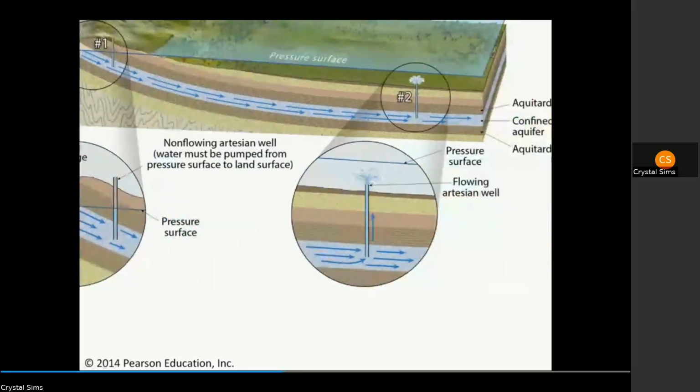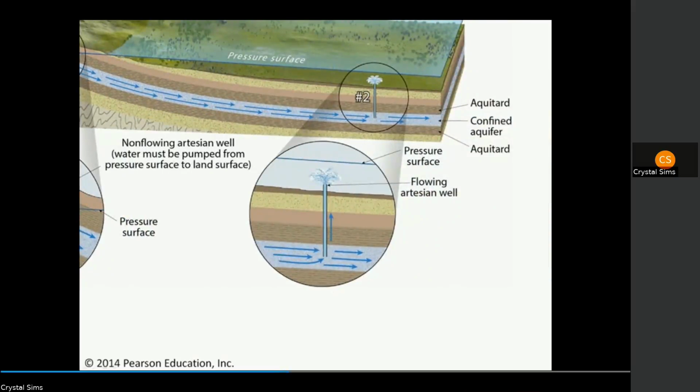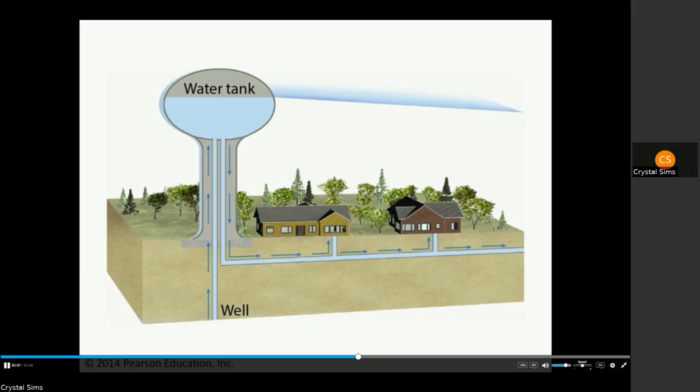Contrast that with this situation. This is more like the example that we looked at to start with. Further away from the recharge area and at a lower elevation, the pressure surface is actually above the surface of the Earth. As a result, the water in the confined aquifer wants to flow up through that well to reach that pressure surface, but basically it's hitting empty air there, so it ends up flowing out over the landscape. Gravity is more dominant than the pressure that's driving it out.